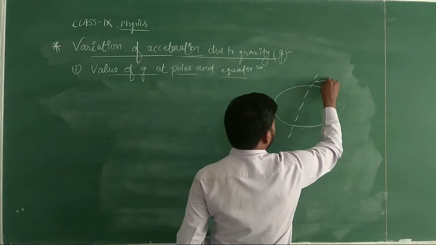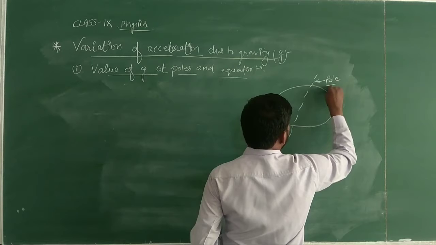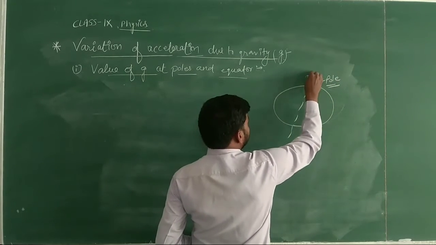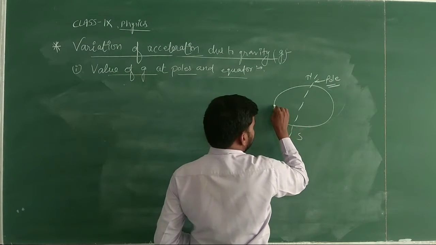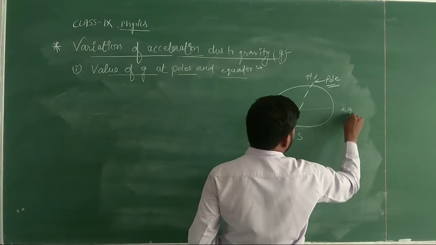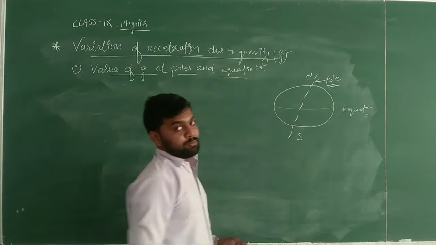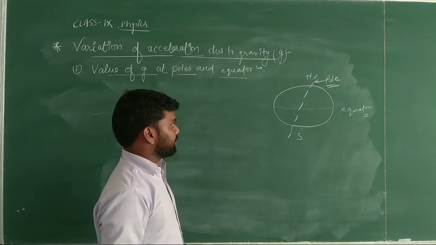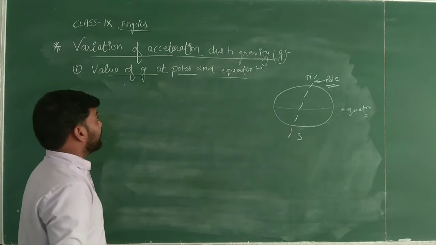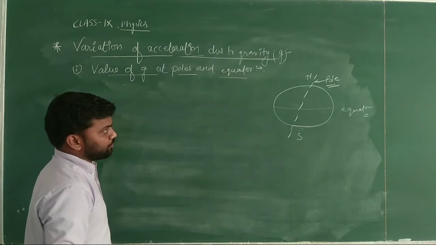It is known as the pole of the earth, North Pole and South Pole, and here we generally see the equator, which divides the earth into two equal parts, that is the northern hemisphere and the southern hemisphere. So here we need to see the value of g at poles and equator.